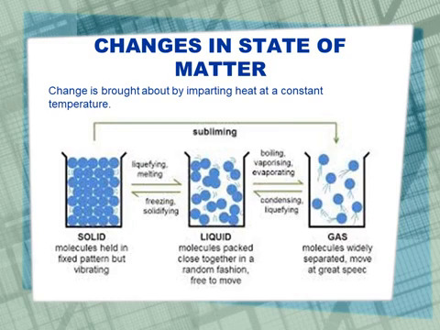So how is change in state of matter brought about? It is brought about by imparting heat at a constant temperature. Whenever we impart heat to any state of matter, it changes into the next state. We will study how. These are some very common changes which take place.